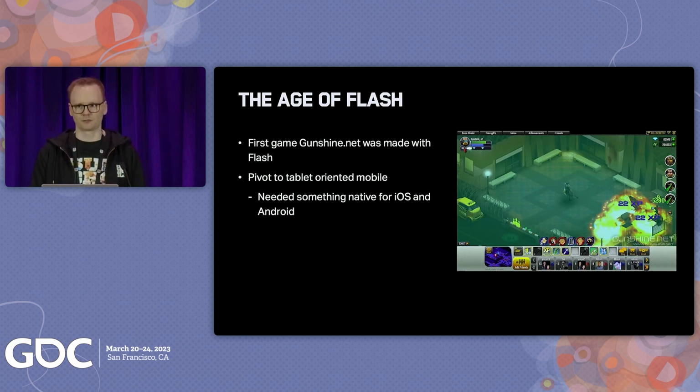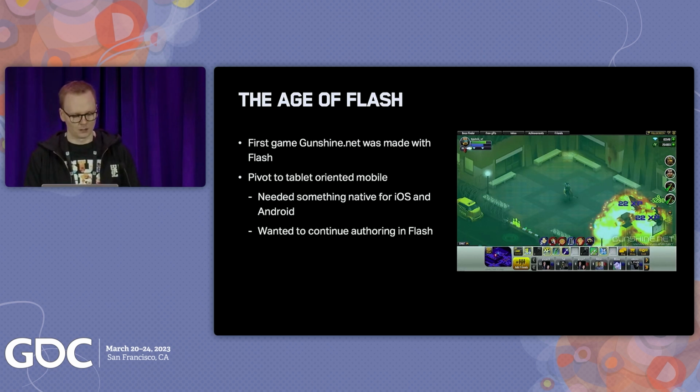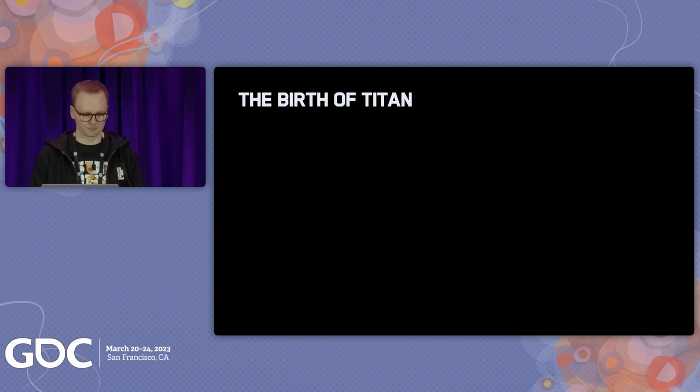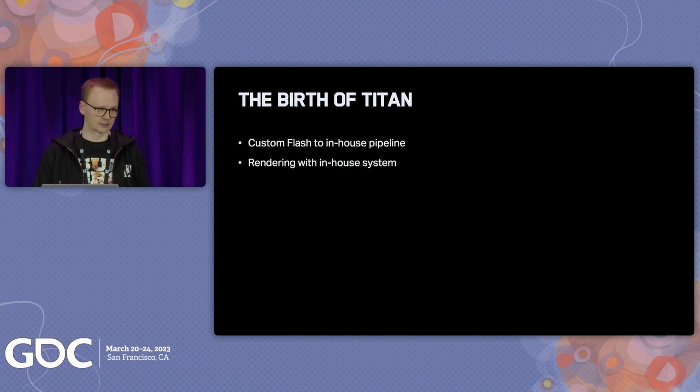So we needed something native to run on iOS and Android, because Flash just wouldn't cut it, and the options back then were quite a lot more limited than they are nowadays. We also wanted to continue authoring in Flash because we had a lot of experience in the pipeline, and we also had a lot of content coming up in the pipeline as well, so it made sense. So this was the birth of what we call Titan. We developed this pipeline for converting Flash content into our in-house format and a rendering system for rendering this content, and we call this Stage.